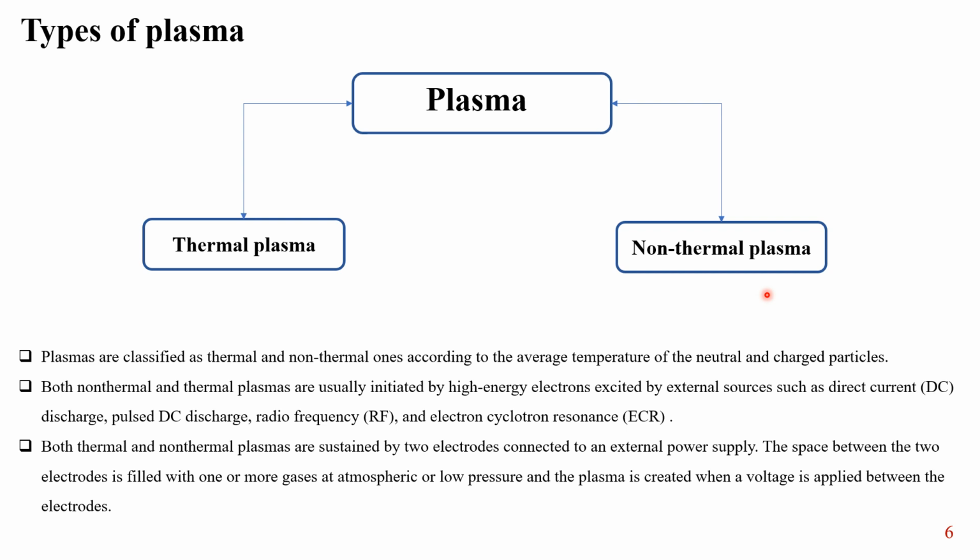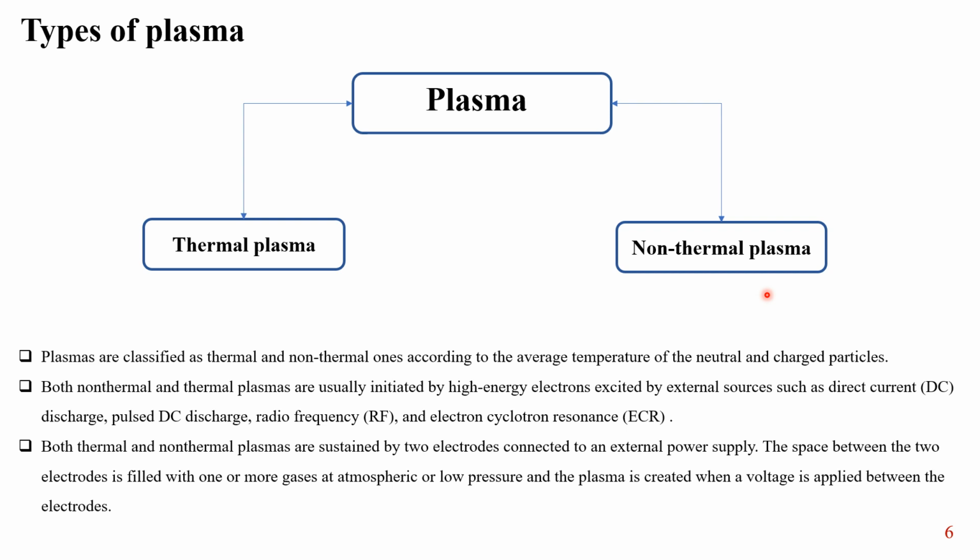Types of plasma. Here I'm going to describe the types of plasma. There are two types of plasma: one is thermal and the other is non-thermal. Both non-thermal and thermal plasmas are usually initiated by high energy electrons excited by external sources such as direct current, pulsed DC discharge, radio frequency, and electron cyclotron resonance. Both thermal and non-thermal plasmas are sustained by two electrodes connected to an external power supply. The space between the two electrodes is filled with one or more gases, at atmospheric or low pressure, and the plasma is created when a voltage is applied between the two electrodes.